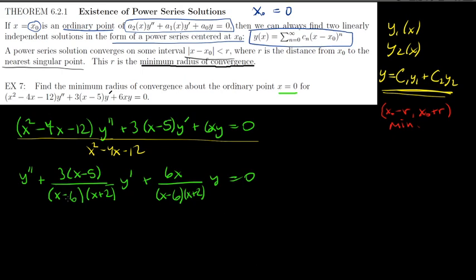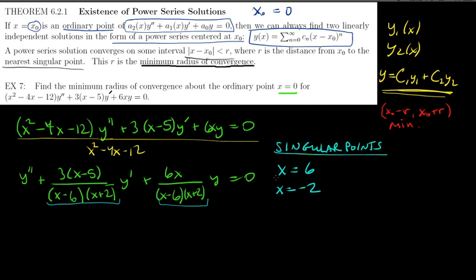So where are the singular points? Once again, the singular points are going to come from where p and q do not exist, right? In other words, where the denominator is 0. And that's going to happen at x equals 6 and x equals -2, right? And that means these are going to be singular points for this equation. So we have 2 singular points, one at 6, one at -2.